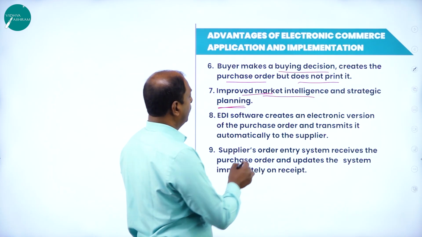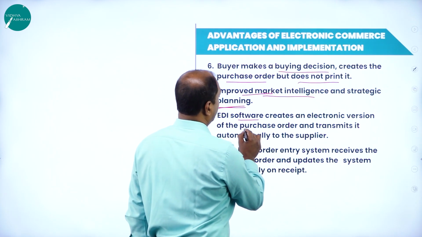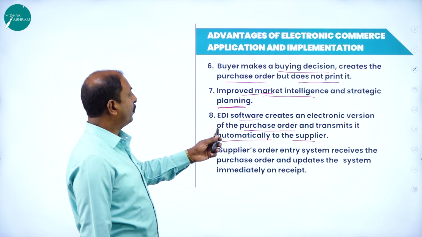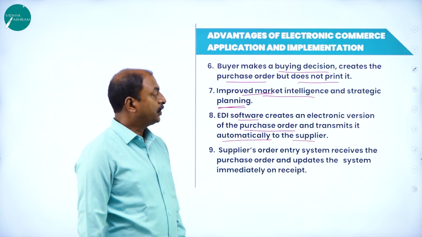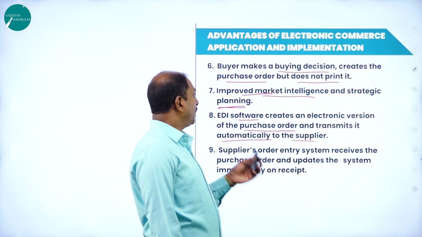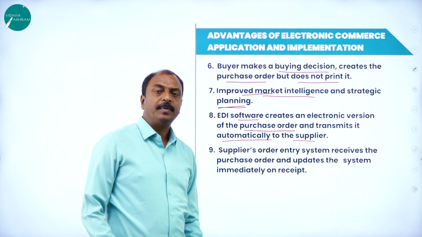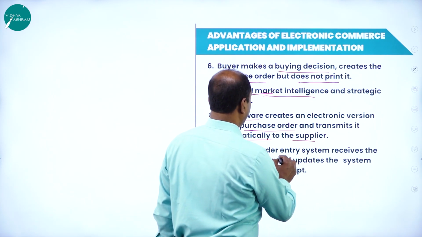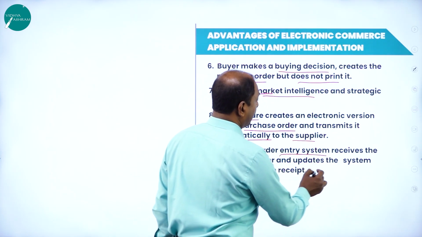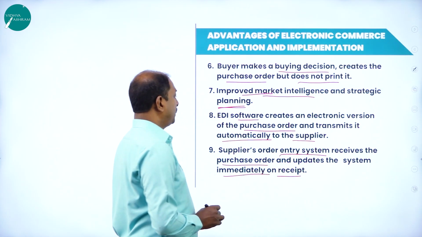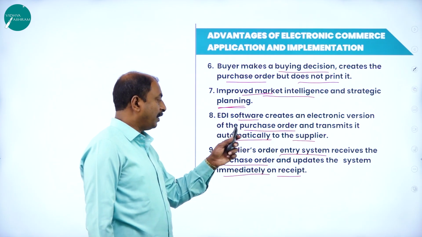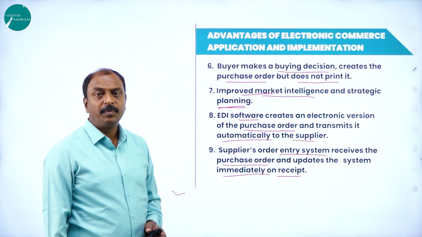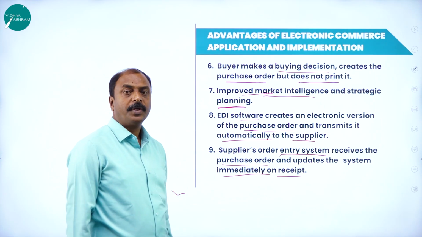Next one is EDI software, which creates an electronic version of the purchase order and transmits it to the customer or user directly. So here there won't be much paperwork. Electronically, through computers, one can create a purchase order, bill, receipt, everything. It can be transferred to the user or to the supplier through computers. The supplier's order entry system receives the purchase order and updates the system immediately on receipt. So all transactions nowadays take place through computers, with a minimum of paperwork. That is the advantage of e-commerce.